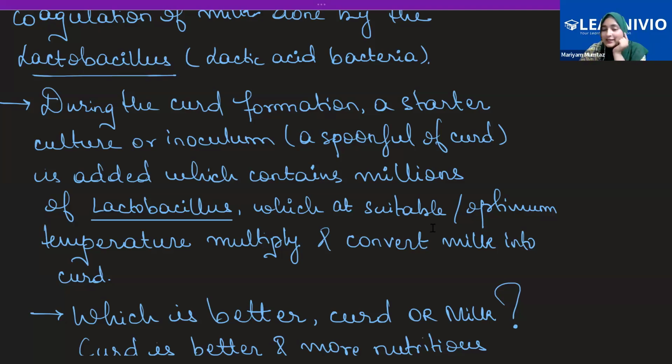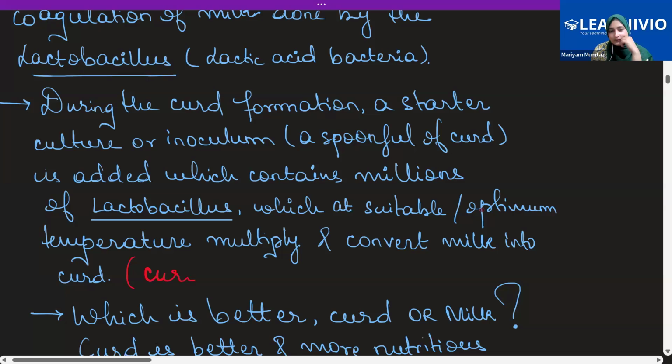So it requires a suitable, optimum temperature, and then it will multiply and convert the milk into curd. So that is how it is made. And the process of formation of curd is called curdling. Right? This is called curdling.